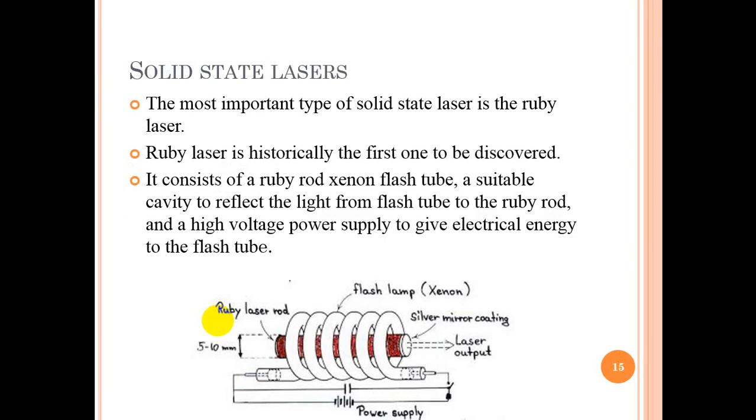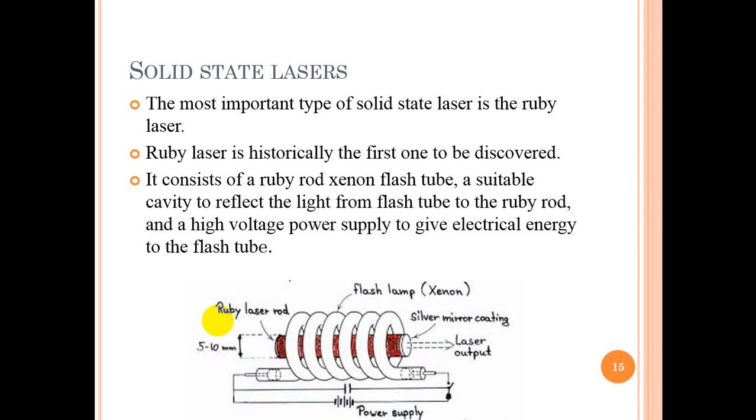Ruby is an important solid state laser. Aluminum trioxide crystal is doped with chromium 3 positive ion impurity to obtain a ruby rod. The ruby rod is placed in a glass tube as shown in the figure below. A xenon flash lamp is used as the excitation source. The electrodes of the flash lamp are connected to a battery in parallel with a capacitor. This capacitor is used to supply a short duration of high current pulse.